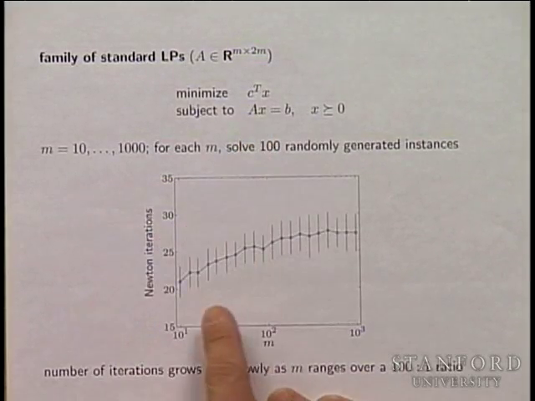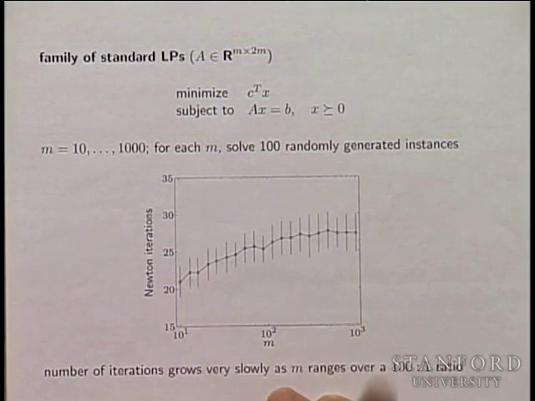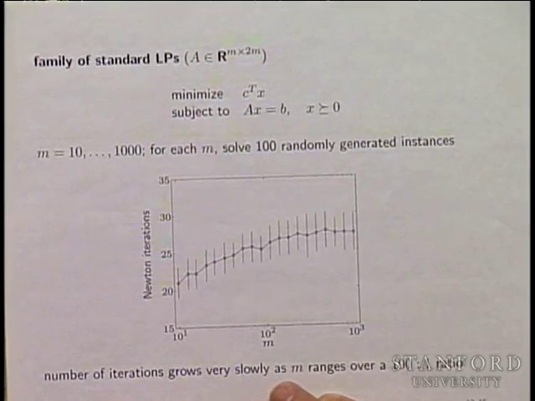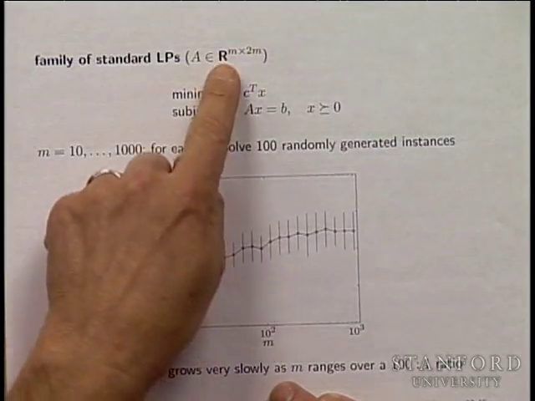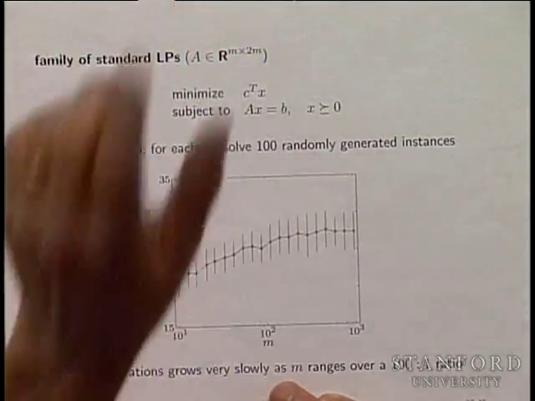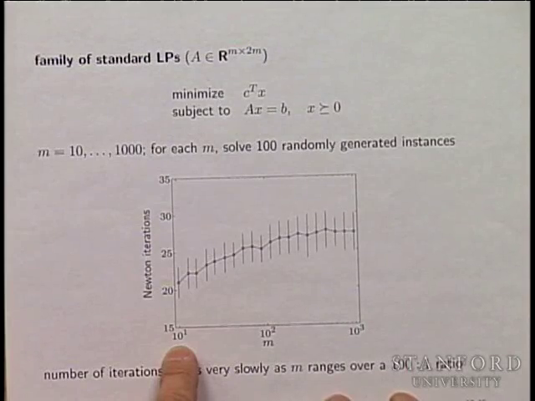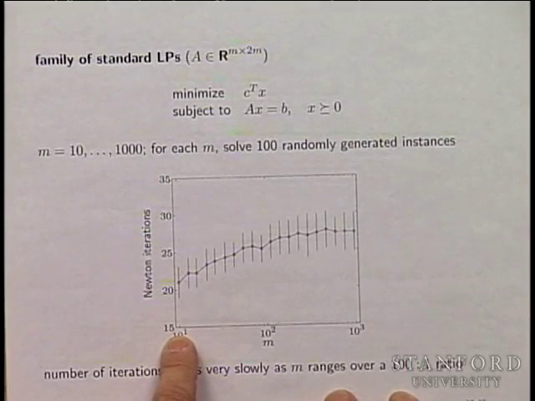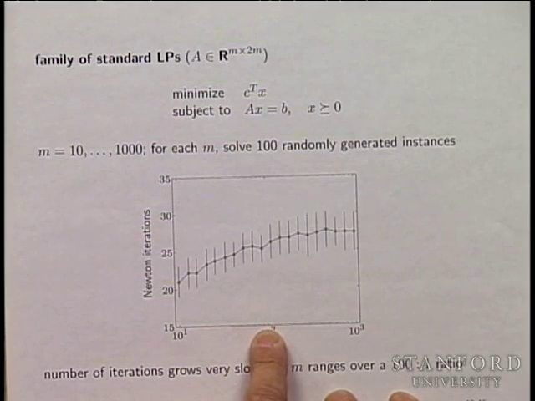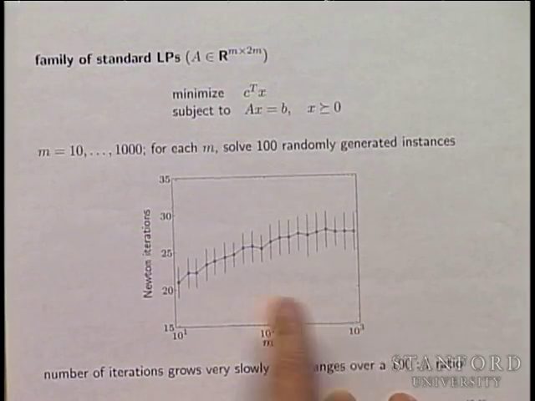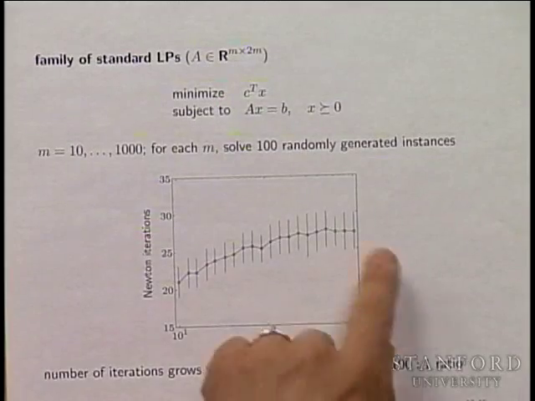If you did it right, here's what will happen. You'll make something that looks like this, and this is the most amazing thing that happens. What is m? A is in R^(m by 2m). This is the number of constraints. The number of variables is twice this number. So that's 10 constraints, 20 variables; 100 constraints, 200 variables. Anyway, you get the idea. That's 1,000 constraints, 2,000 variables. And here you generate a whole bunch of random problems and then solve them.